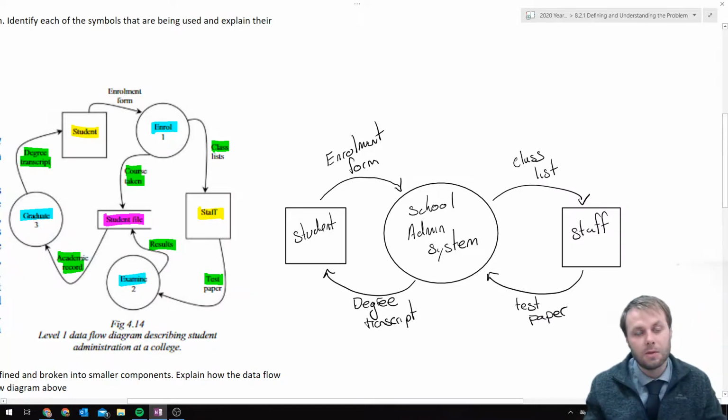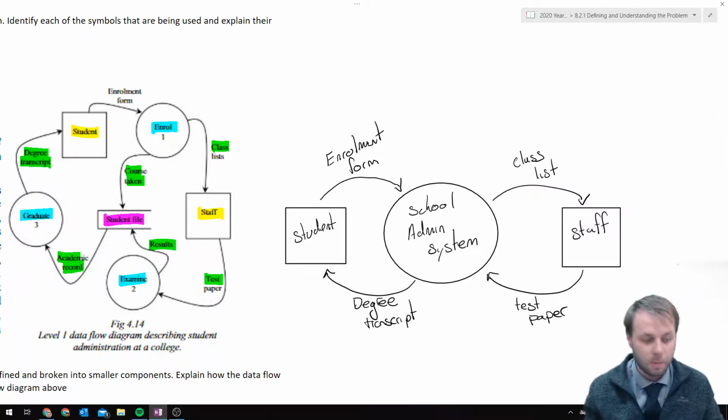So in reality, for a school administration system, there's probably more data that's being passed around, but in our data flow diagram, that information hasn't been identified. So as a result, our context diagram is not going to focus in on that data.